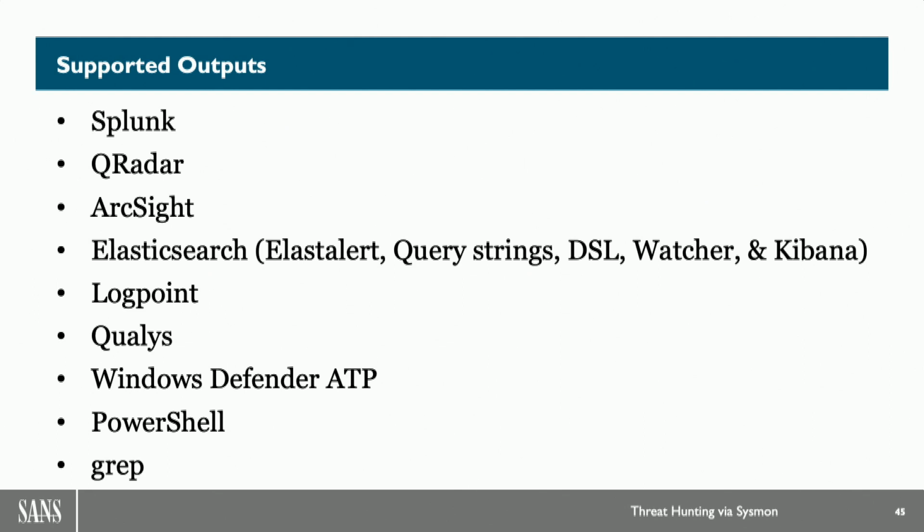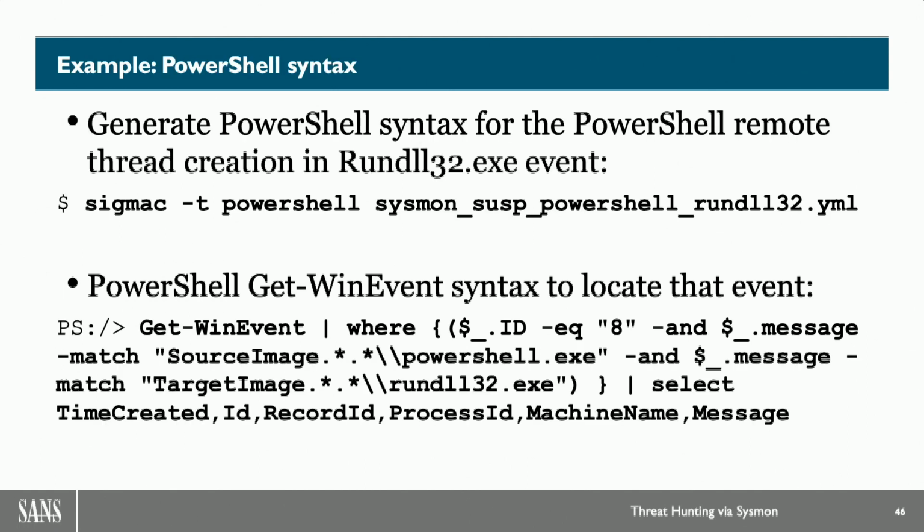You probably have some of these tools, whether it's PowerShell or grep, but I'm sure everyone in here has a number of these tools, maybe 3 or 4, to use. So it's pretty simple. With SIGMAC, I want the syntax to be PowerShell syntax, and I want to do Sysmon, suspend PowerShell, run DLL 32, and bang. It literally gives you a command line, a copy-paste.